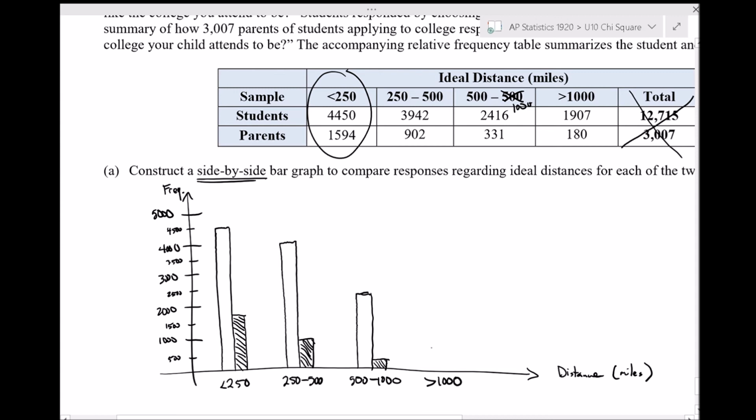Less than 1,000. 1,907. 1,907 is very close to the 2,000 mark, somewhere around here. And then for parents, 180 is very small, down here. And there's a side-by-side bar graph.